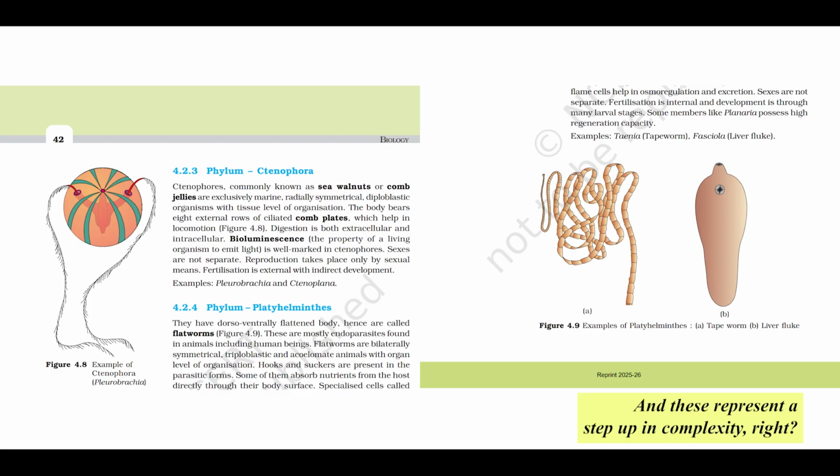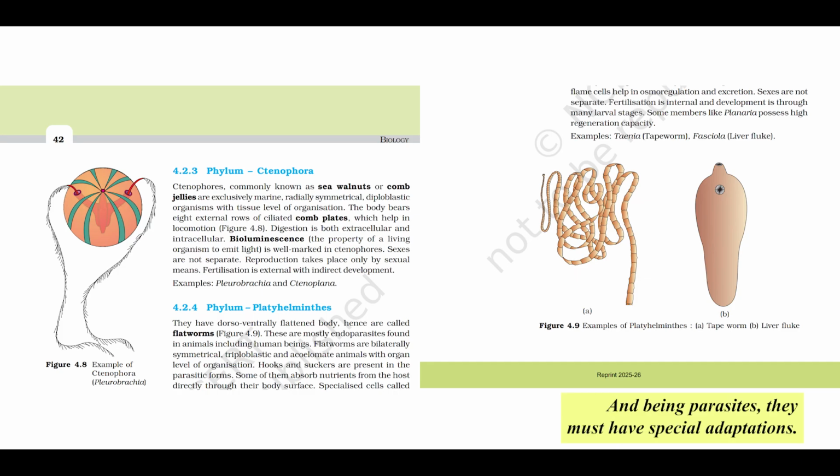And these represent a step up in complexity, right? Absolutely. This phylum marks several significant evolutionary advancements. Flatworms are bilaterally symmetrical. They are the first phylum we encounter that is triploblastic, possessing all three embryonic germ layers, ectoderm, mesoderm, endoderm. However, they are also acoelomate animals, meaning they completely lack a true body cavity, coelom. The space between the organs is filled with a type of connective tissue called parenchyma. They exhibit the organ level of organization.